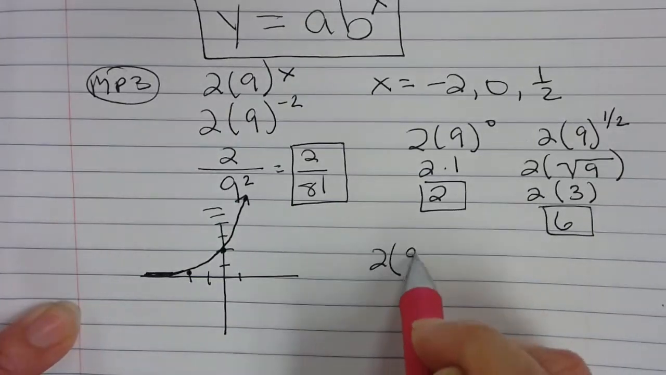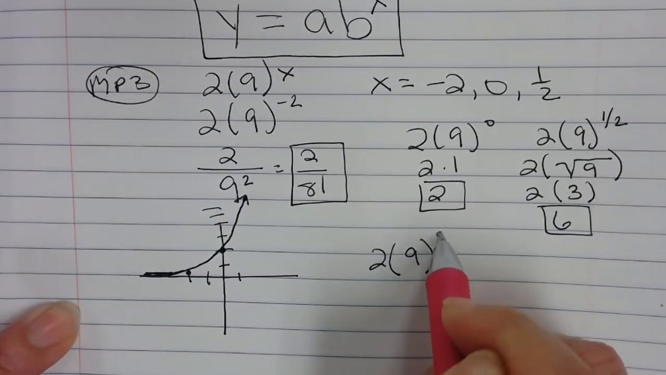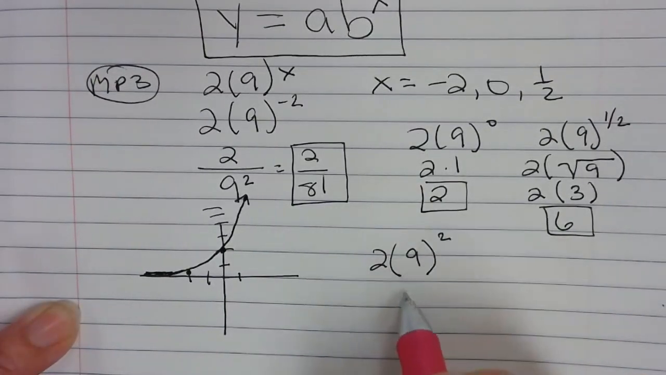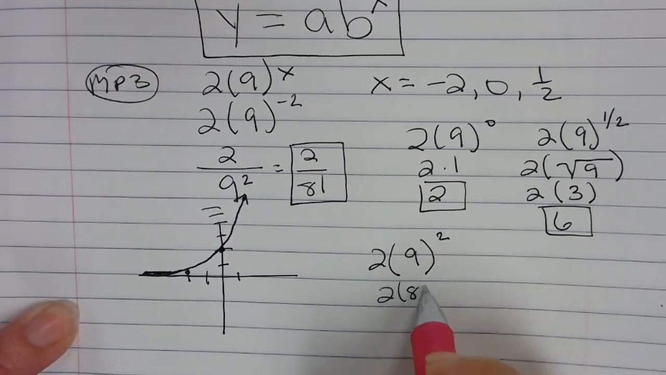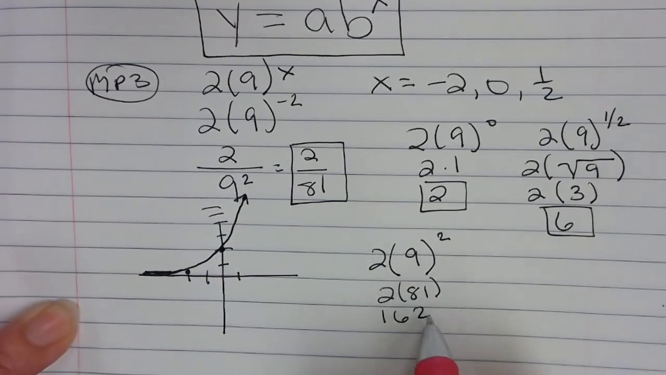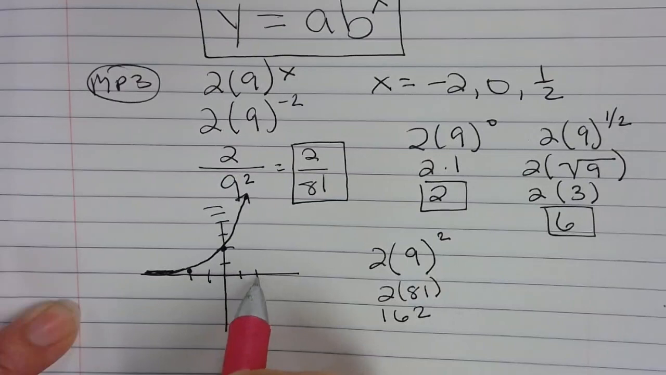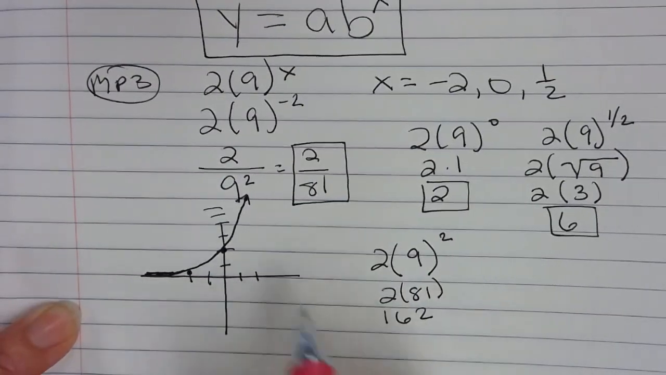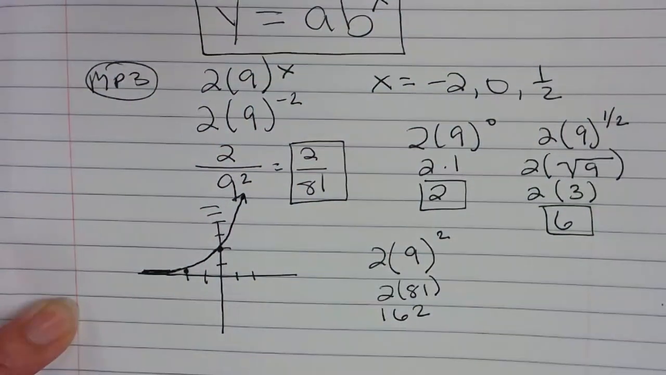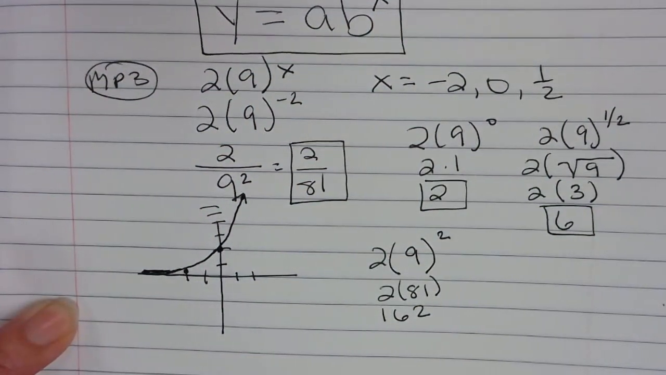Let's say it's 2 times 9 to the 2nd power. Well, 9 times 9 is 81. 2 times 81 is, wow, so that's at a half already. So this is at 2, and it goes all the way up here at 162. So you see how quickly that grows?